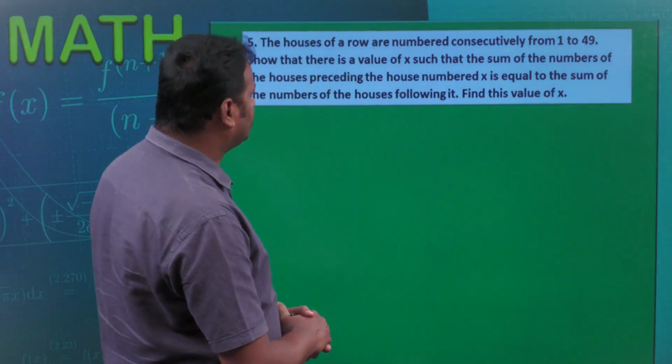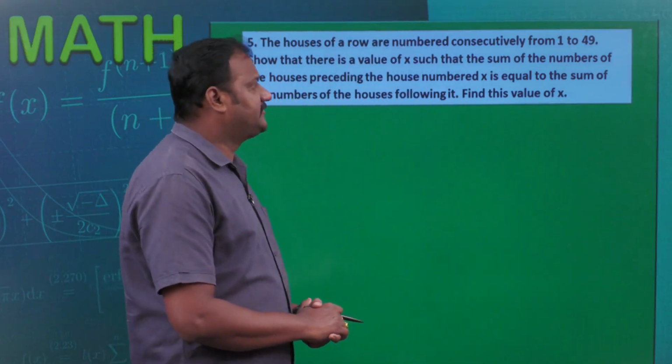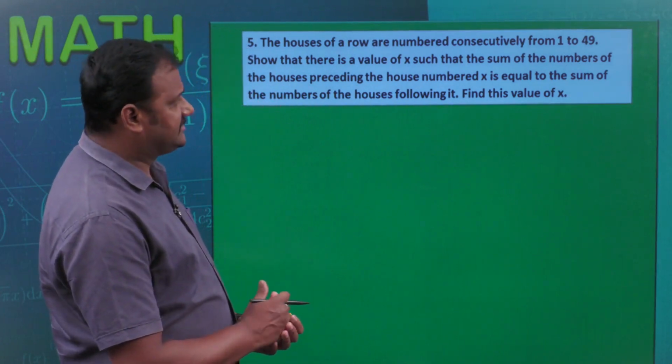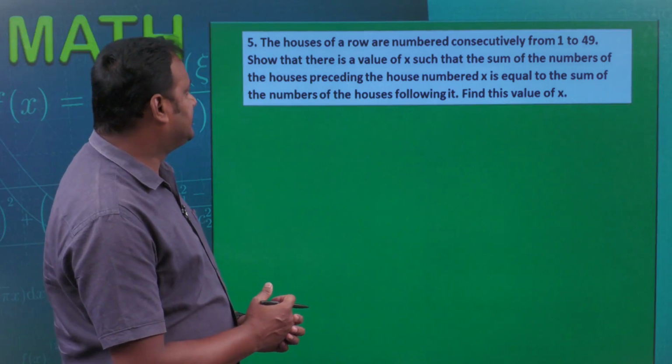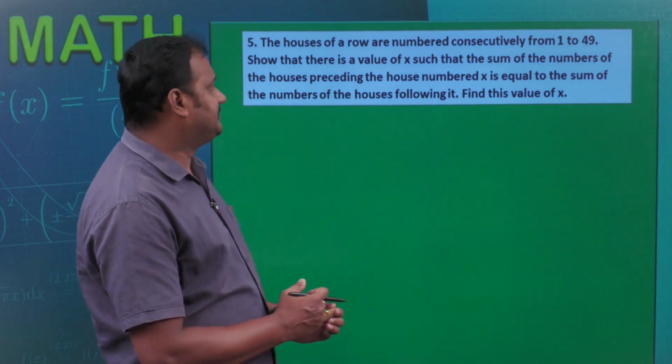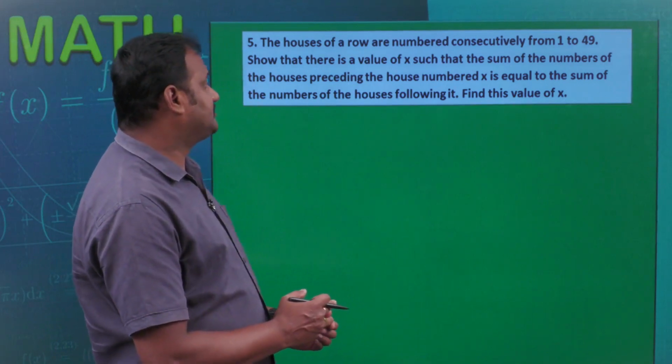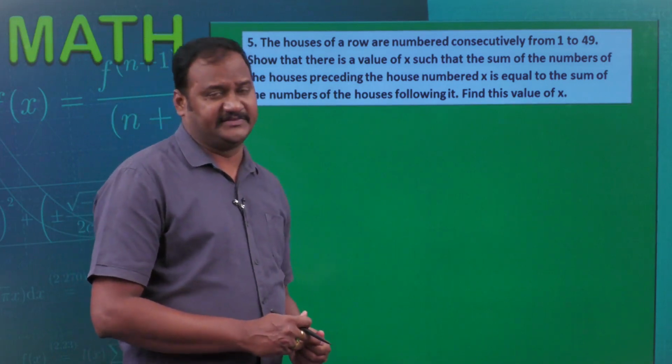The houses of a row are numbered consecutively from 1 to 49. Show that there is a value of x such that the sum of the numbers of the houses preceding house number x is equal to the sum of the numbers of the houses following it. Find the value of x.